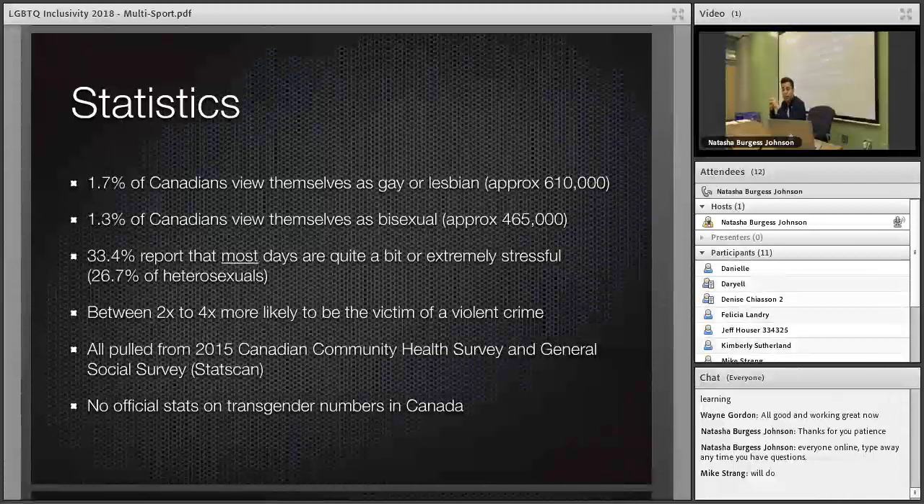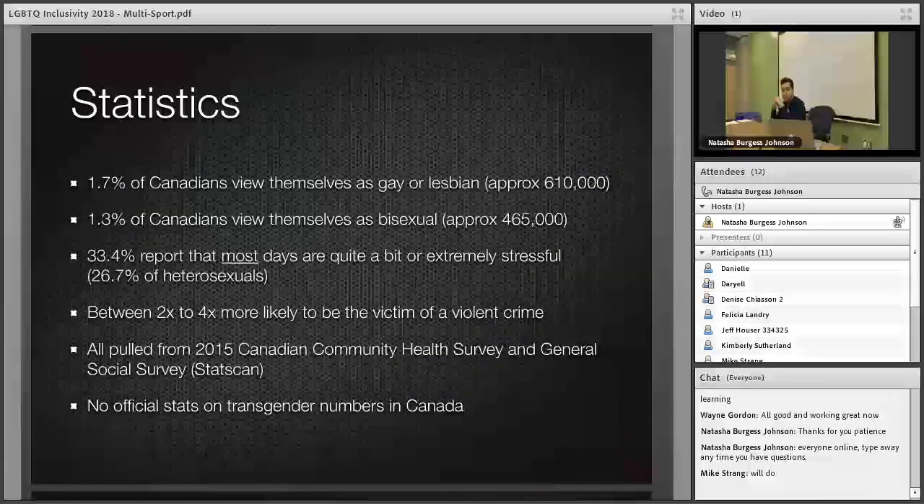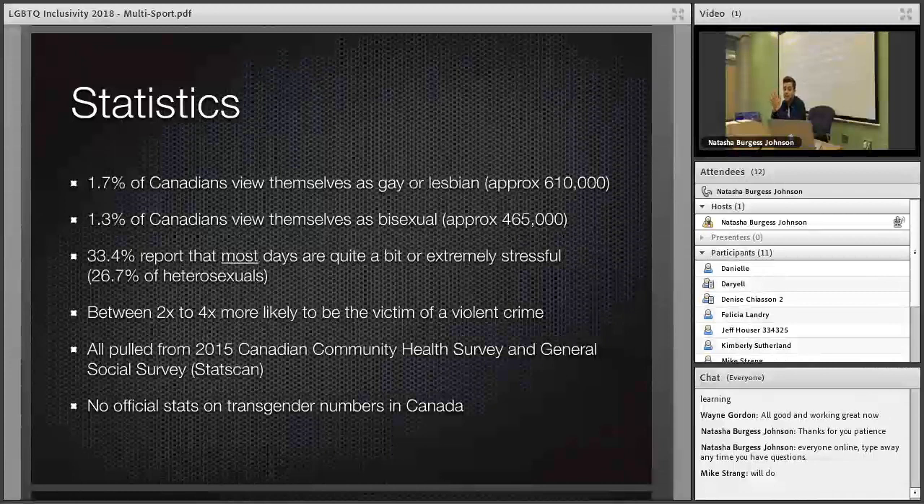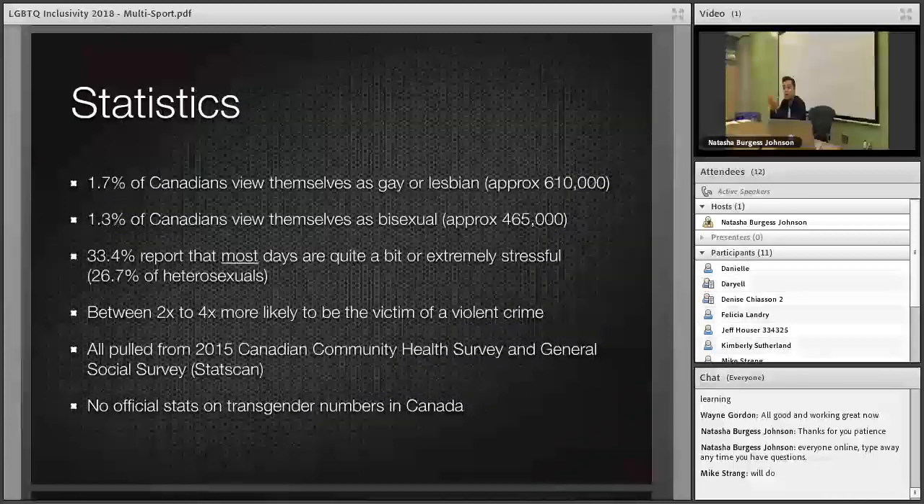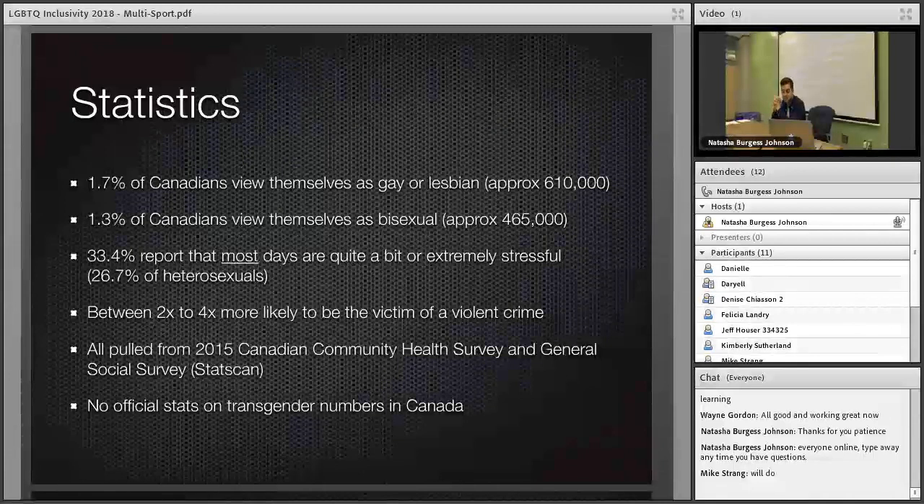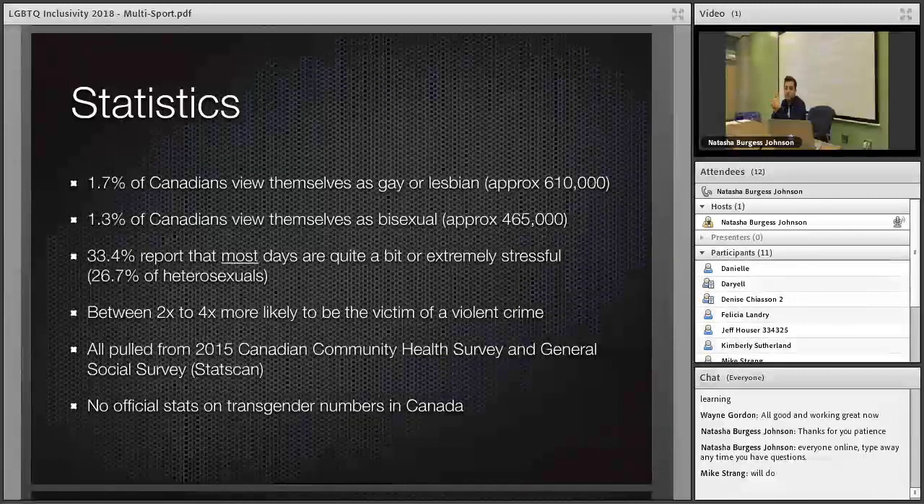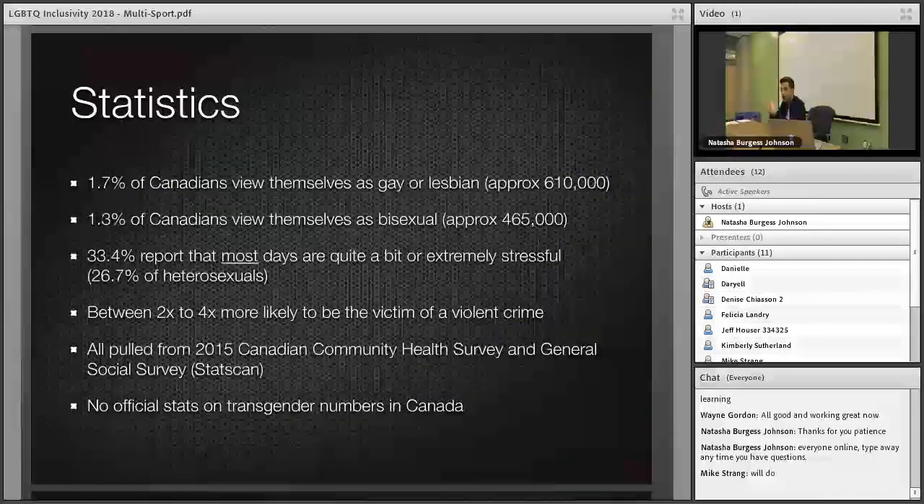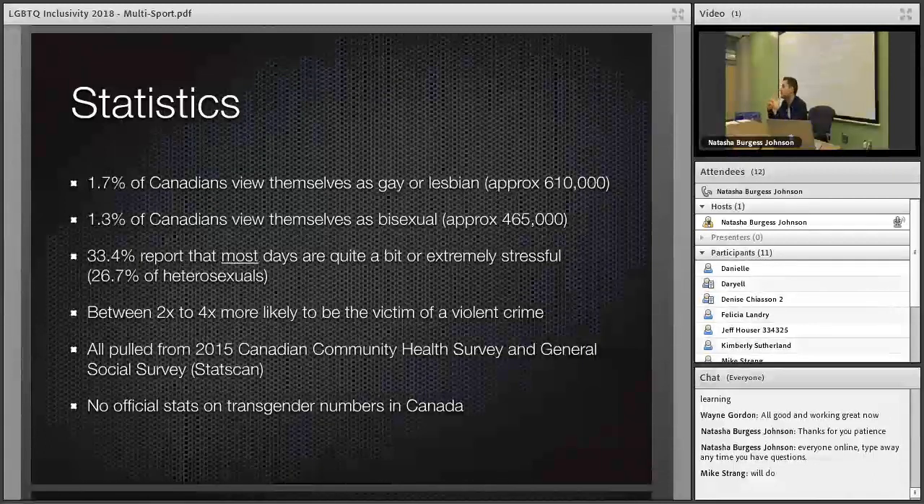So about a third of people in the community say that most days are quite a bit or extremely stressful, which is 7% more than the regular population. The difference, but maybe not a big one. The bigger differences come with some of the other numbers: people in the community are between 2 and 4 times more likely to be the victim of a violent crime. And that's crime that's associated with being a member of the community.